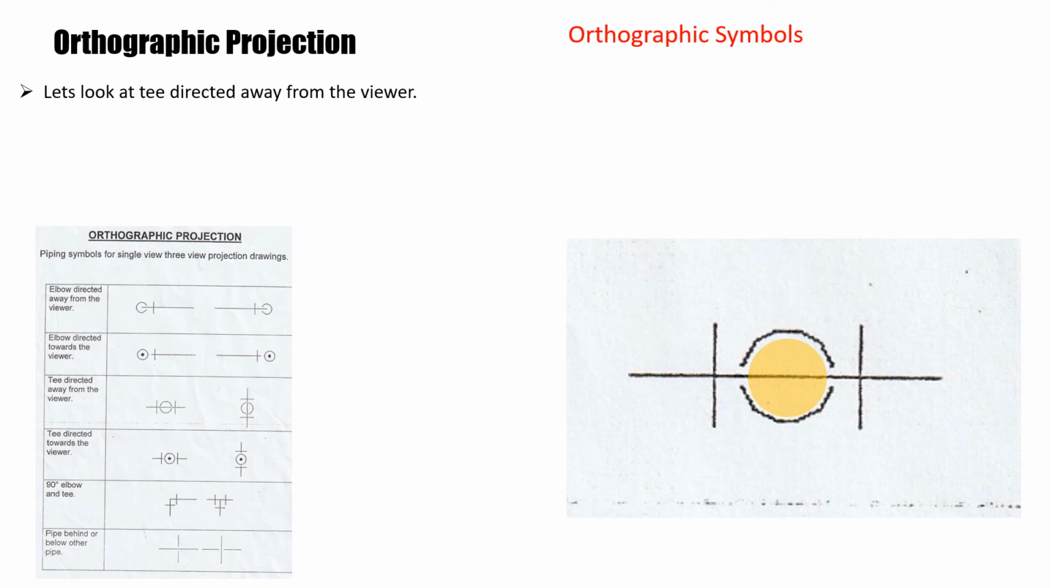So let's look at a T directed away from the viewer. Again, we have a 1/4 inch broken circle, and notice it does not touch the center line. So we have a broken circle, but it doesn't touch this center line going through it. Again, you could use the hole punch or a piece of paper with a hole punch for that line too.